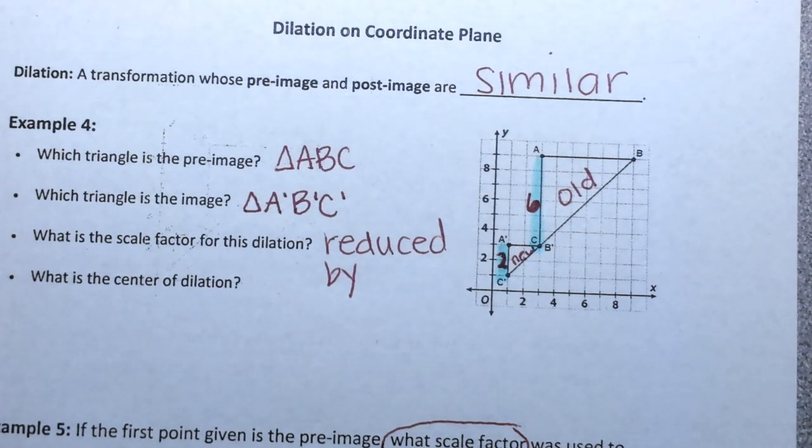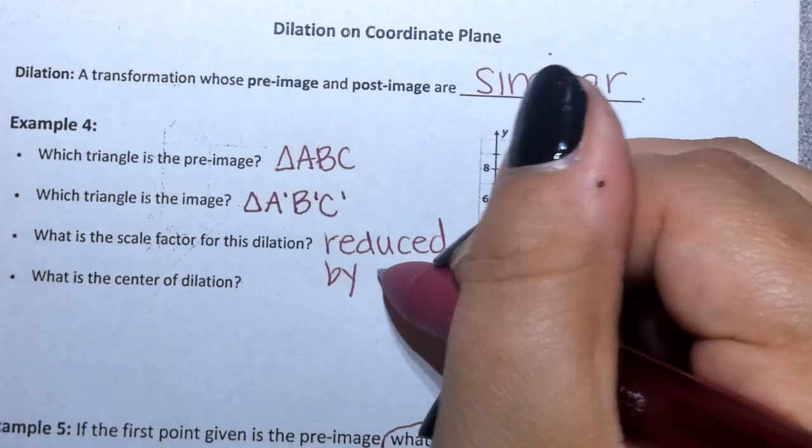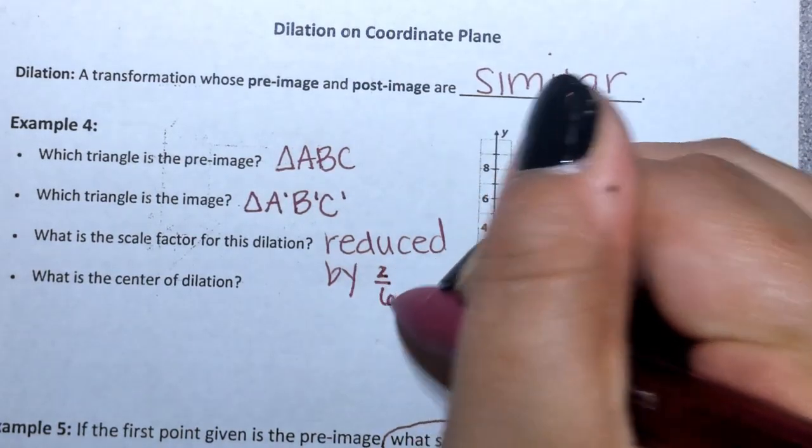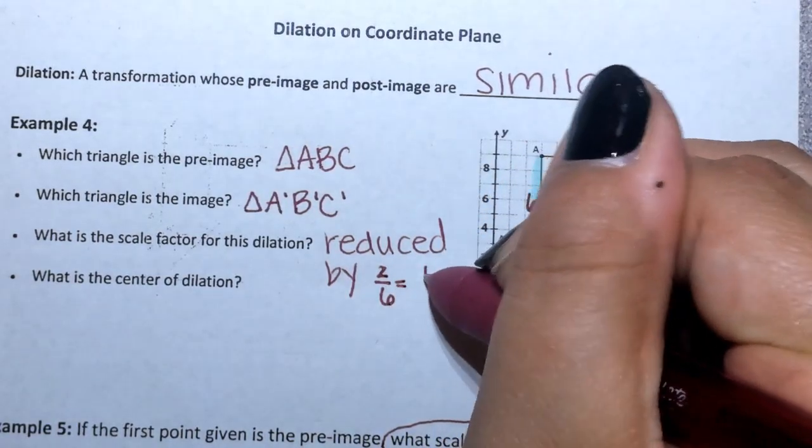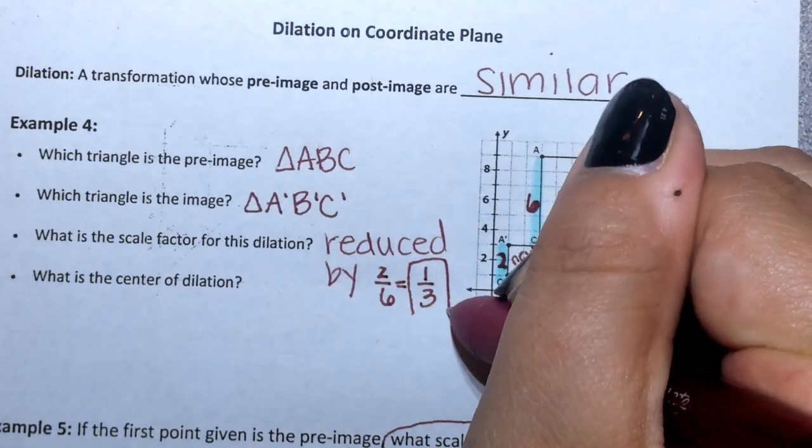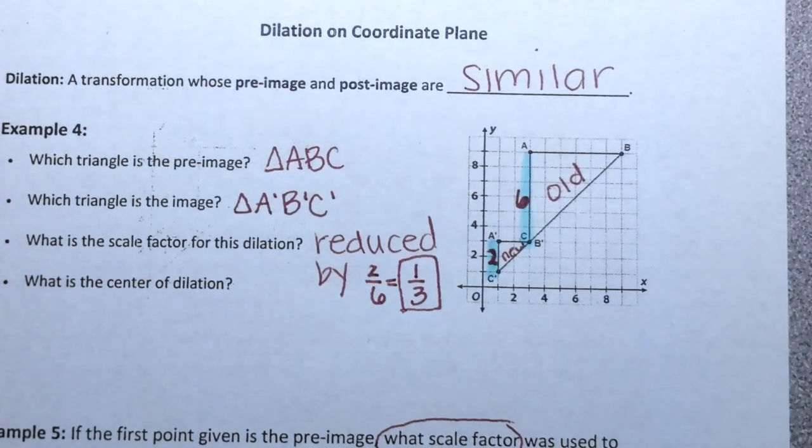So what is my new over my old? Be careful. New over old. 2, oh, sorry, is that what you said? Sorry, 2 over 6, which is? My scale factor is 1/3. Does everybody see how I got that, where I got that from?